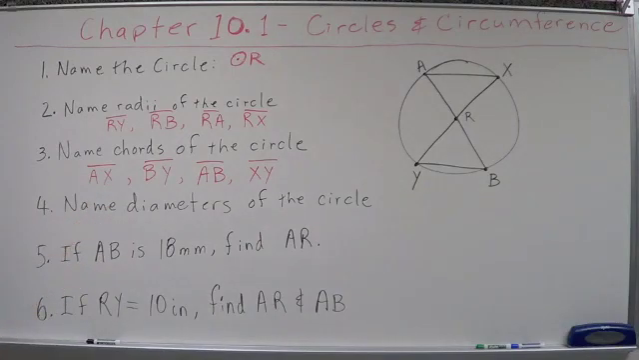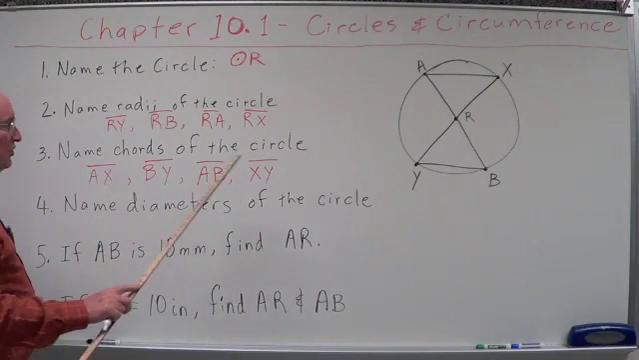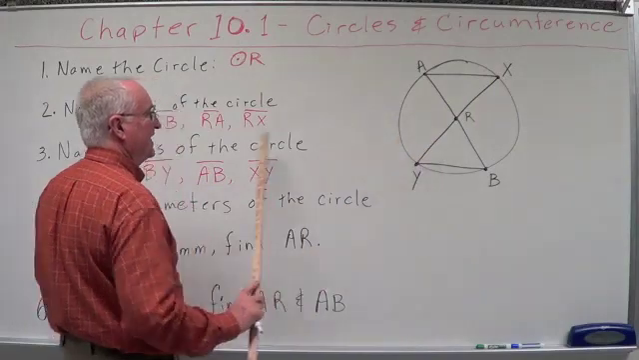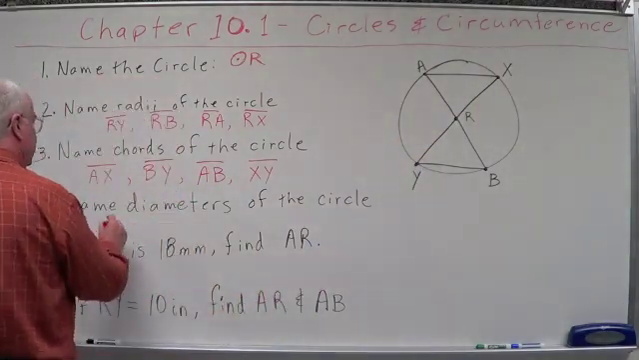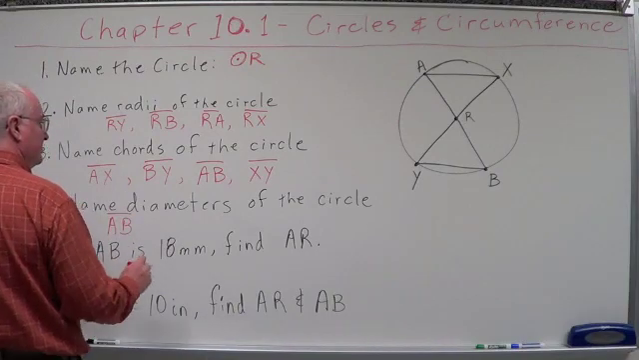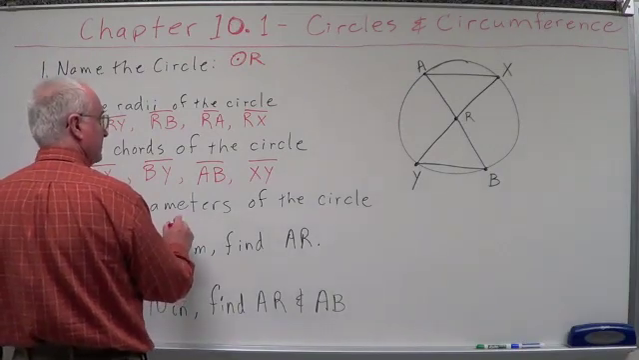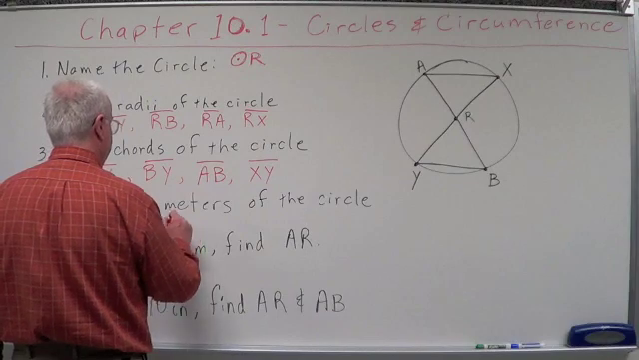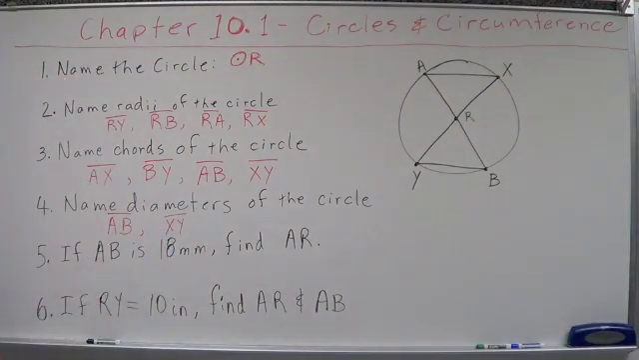Now, name diameters of that. Diameters are chords that go through the center or contain the center. So that would be AB is the diameter, and XY. So those two are diameters.